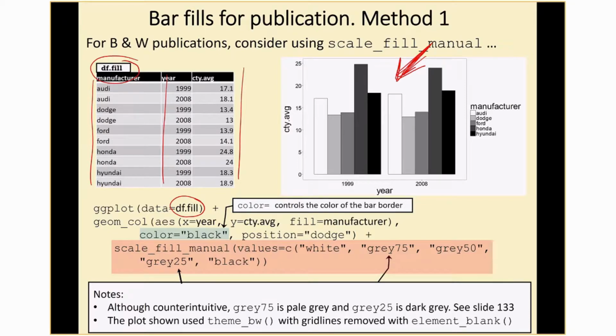Well, I'm going to put year on the x-axis, map x on the year, city average on the y-axis, map y on the city average. I want different colors for these different bars, so I map fill onto manufacturers, because again, remember we got a rectangle and fill determines the internal color. So that is the beginning and the ending of my aesthetic mapping.